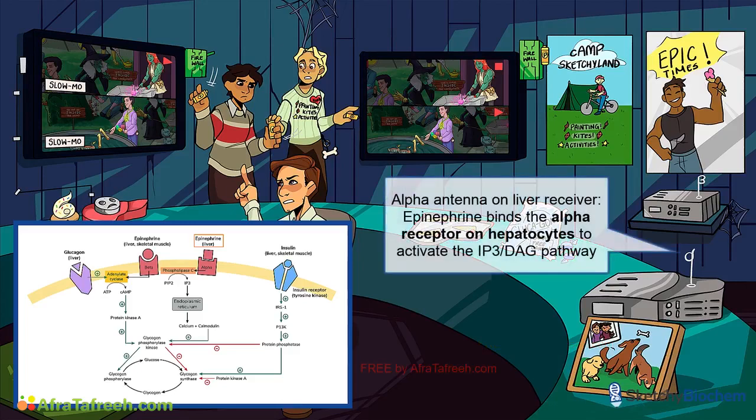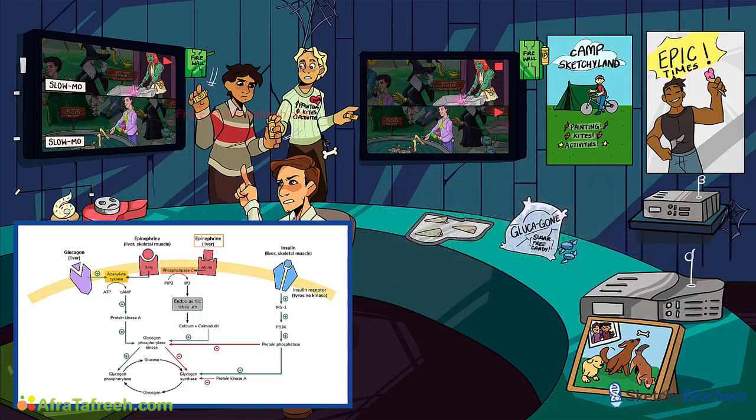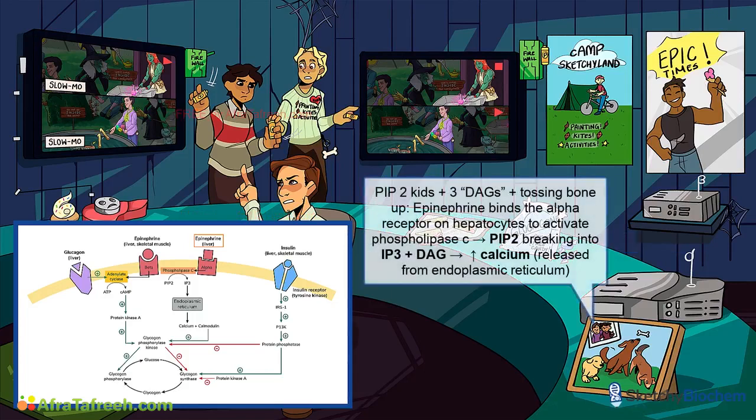Epinephrine binding to the receptor site activates another G-protein, but this time, instead of activating adenylate cyclase, it turns on phospholipase C, or PLC. PLC turns PIP2 to IP3 and DAG. The picture-in-picture, or PIP, of 2 kids in this picture frame is PIP2, and the 3 dogs, DAGs, will help you remember IP3 and DAG.